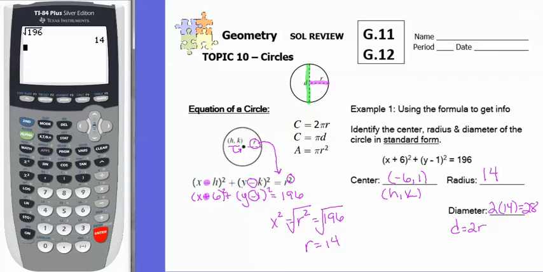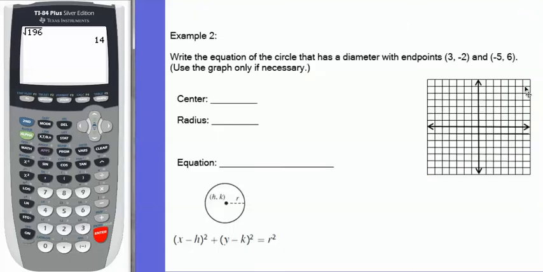Let's go on to the next example. Now, I've put my equation right here so we can see it again. Write the equation of a circle that has a diameter with endpoints 3, -2, and -5, 6. Use the graph paper if necessary. Find the center, radius, and the equation, because if I'm going to write the equation, I need h, k, and r.